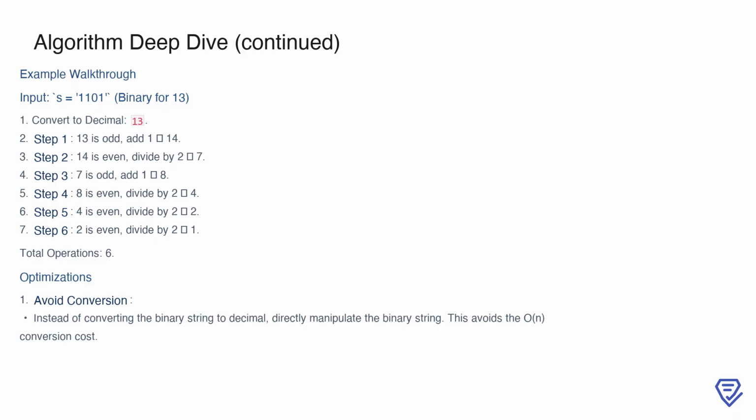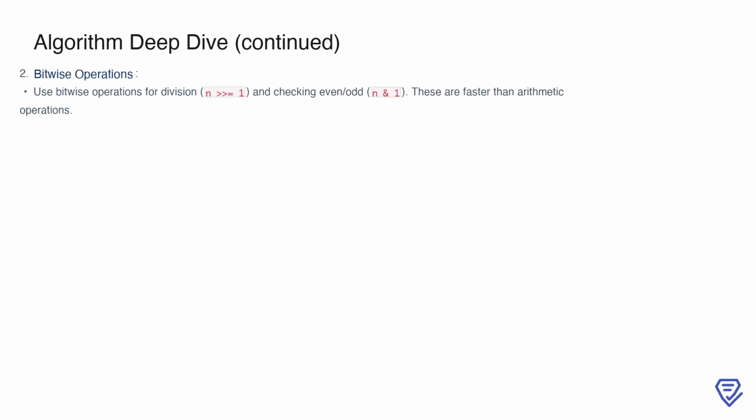To optimize further, we can explore avoiding the initial binary to decimal conversion and directly manipulating the binary string instead, thereby eliminating the O(n) conversion cost. One way to optimize the solution is by leveraging bitwise operations directly on the binary representation. For example, instead of performing arithmetic division, we can use a right shift operation, which is computationally faster. Similarly, checking whether a number is even or odd can be done using a bitwise AND operation with 1, as the least significant bit determines parity.